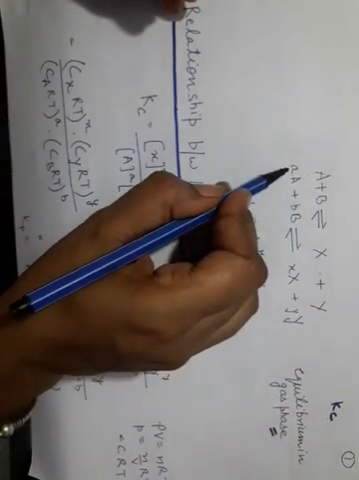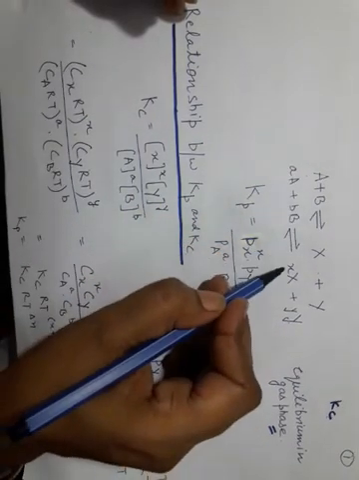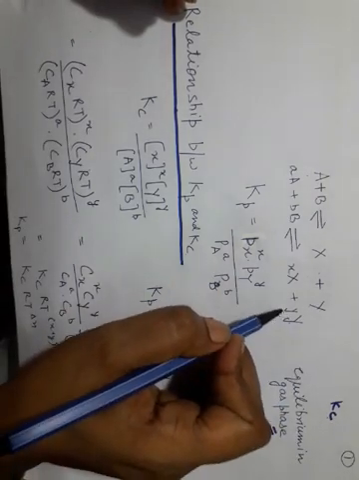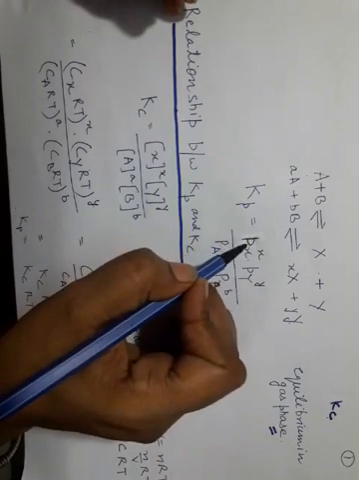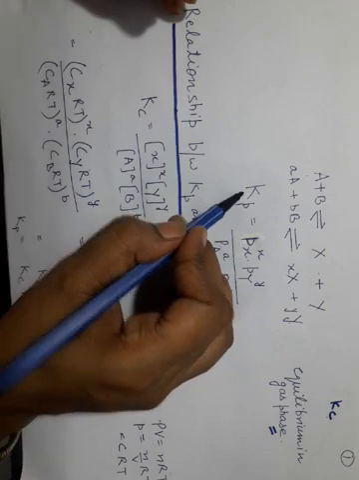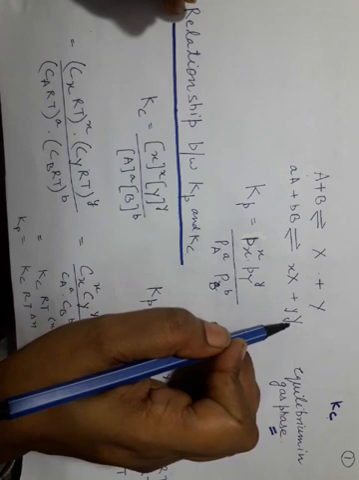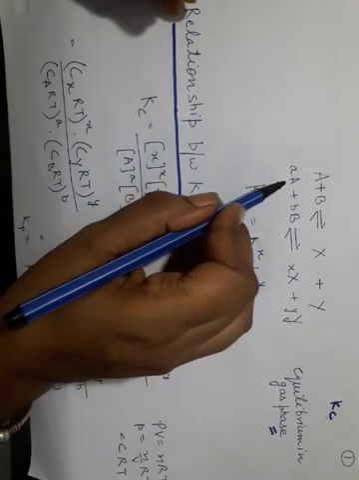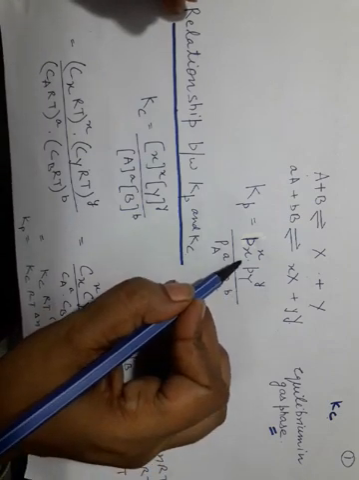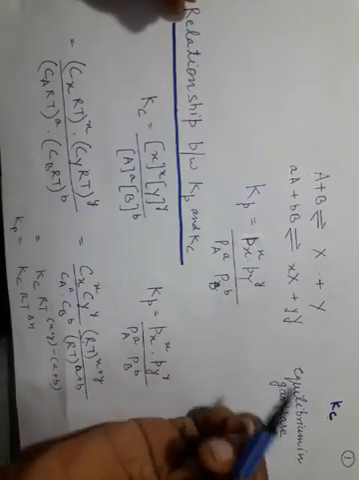See, suppose we have the reaction aA plus bB gives, in equilibrium state, xX plus yY. When we write it in terms of pressure, the concentration term is taken as partial pressure. So the equilibrium constant is equal to partial pressure of X into partial pressure of Y divided by partial pressure of A and partial pressure of B. Instead of taking concentration, we are taking partial pressure raised to the power of their stoichiometric coefficients.